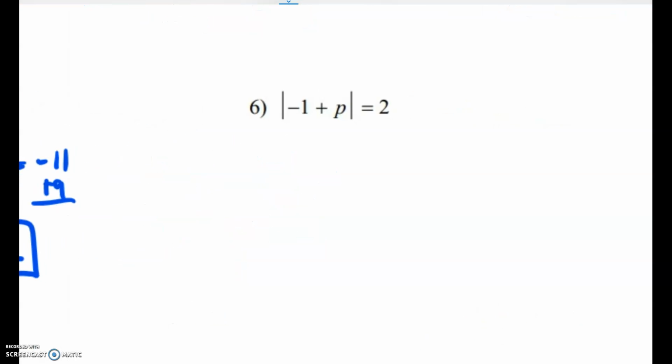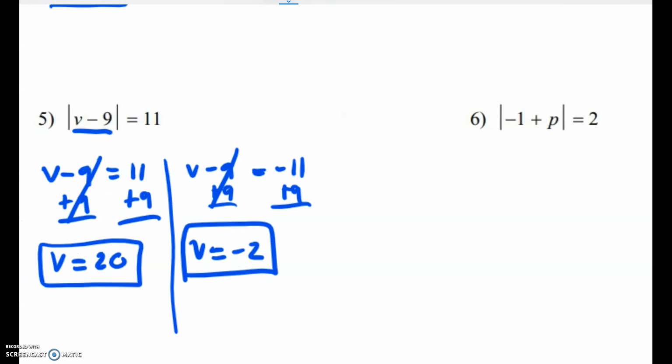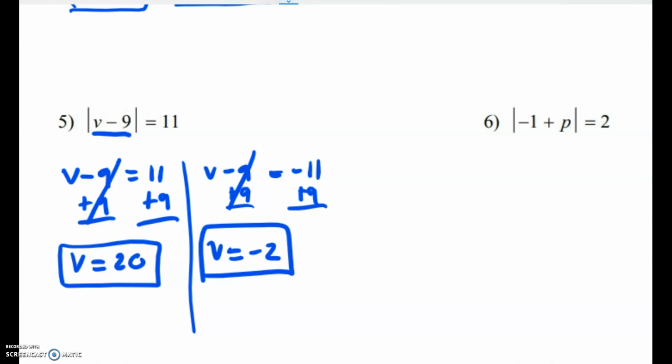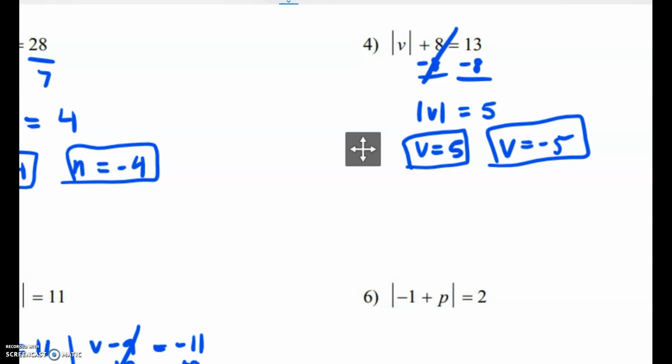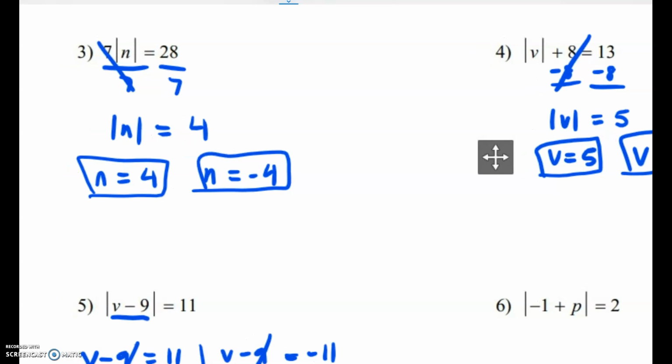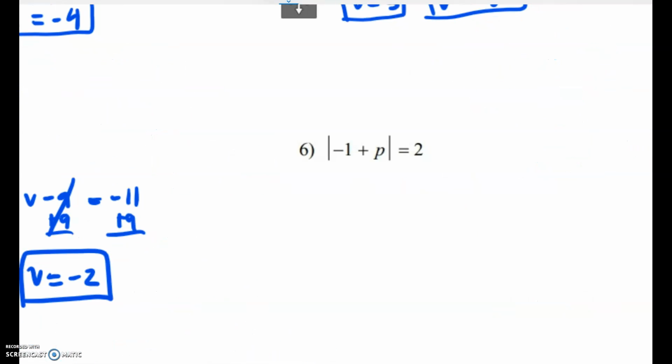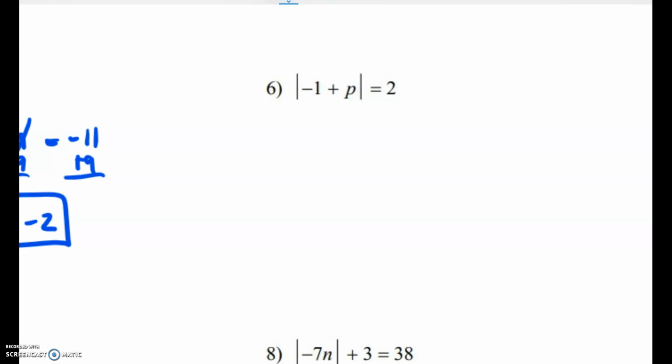All right, as I just mentioned, the absolute value here is by itself. Everything on the left is in the absolute value. P is not by itself, but that's not what I'm looking at right now. I'm making sure everything's inside the absolute value. Just like we had with number 5, everything was inside the absolute value on the left. Going back to number 4, that wasn't the case. We had an 8, so we had to move the 8. Going back to number 3, we had to move the 7. Okay, so everything's inside on number 6.